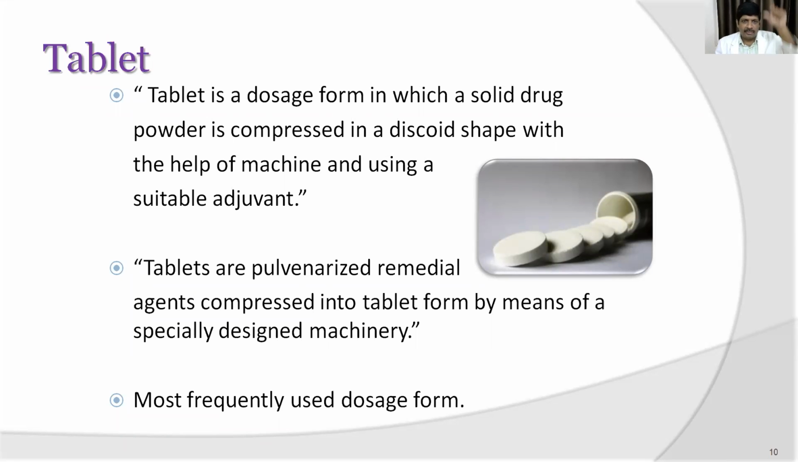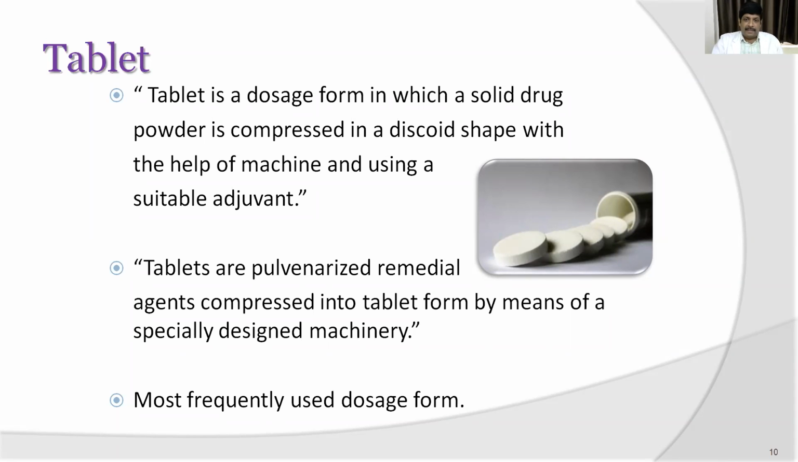Powder material comes from up, and there are two punches, one from up and one from down. The powder comes in, and the punching machine punches the powder to make it a tablet. Now this tablet contains many ingredients. Apart from the active ingredient, the drug, there are diluents, adjuvants, and binding agents which bind the ingredients inside. So you can say that a tablet is a solid dosage form made up of two or more ingredients which are compressed under high compression and given a discoid shape.